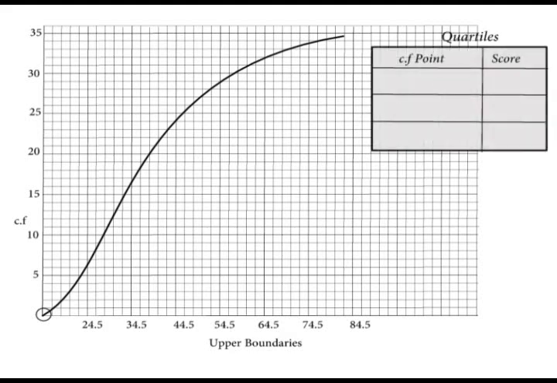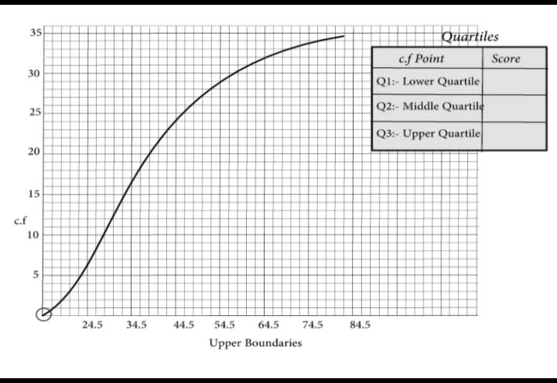Quartiles. When data is arranged in ascending numerical order and then divided into 4 equal parts or quarters, the value at the end of each quarter is called a quartile. The first quarter, Q1, is called the lower quartile. The second quarter, Q2, is called the middle quartile. And the third quarter, Q3, is the upper quartile. Notice that Q2 is also the median.